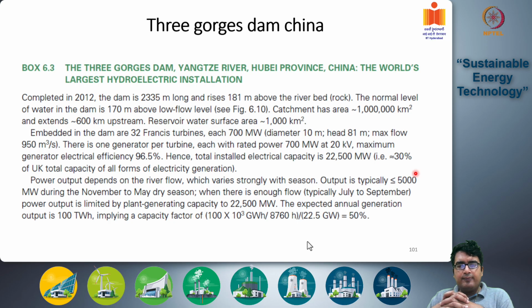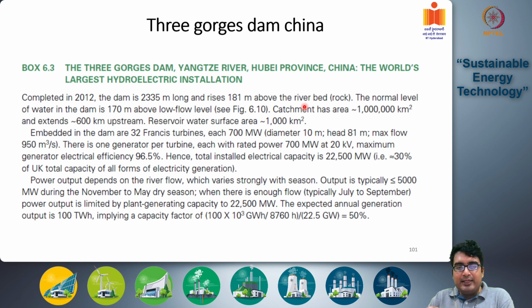Good morning class and welcome to our continuing discussions on hydropower technology. Today we will give an example of the largest hydroelectric power plant in the world, the Three Gorges Dam in China, and look at some of its characteristic features. The Three Gorges Dam, which is located on the Yangtze River in the Hubei province of China, is currently the world's largest hydroelectric installation.